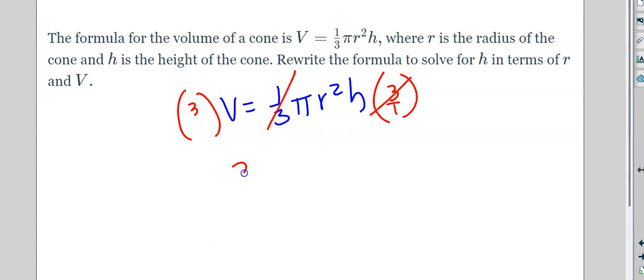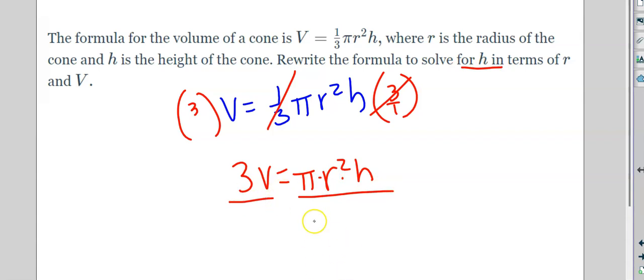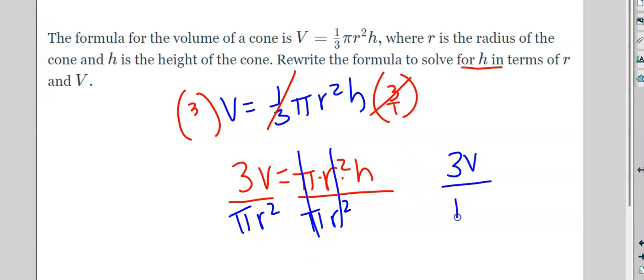In doing that, now I can focus on the items that are multiplying, and if we're solving for h, we need to remove pi and r squared, and if they both need to be divided, it can be done at the same time. 3v over pi r squared is equal to h.